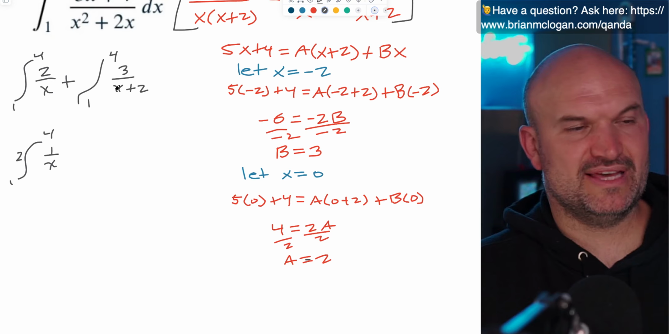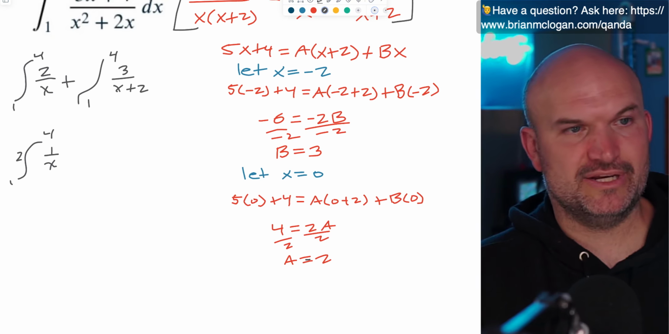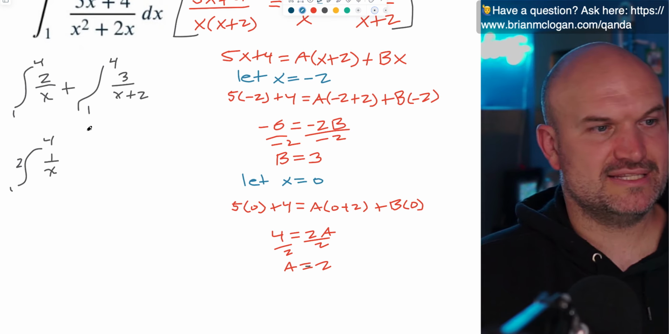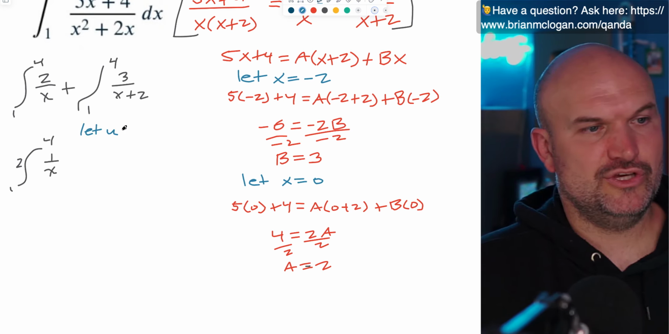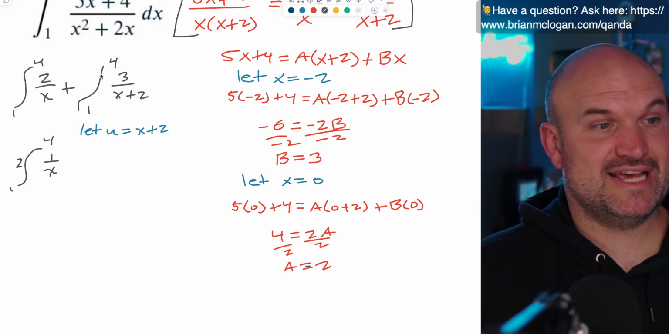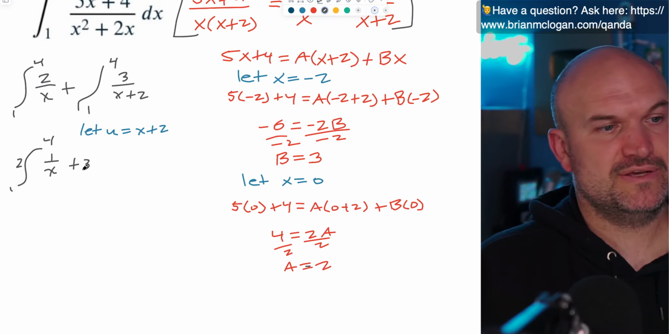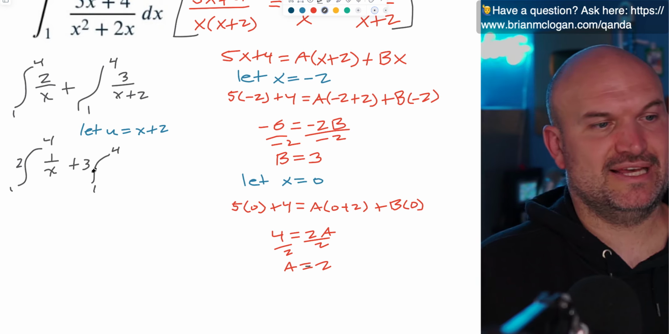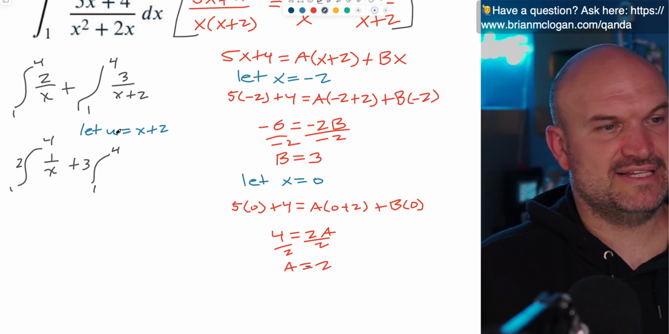I can bring that up, but I can also see that I'm going to use, again, some u substitution. I'm going to let u equal ax plus 2. So yes, I am going to take the 3 on the outside. But now what I'm taking the integral of is 1 over u.